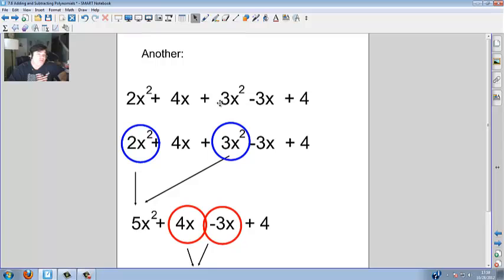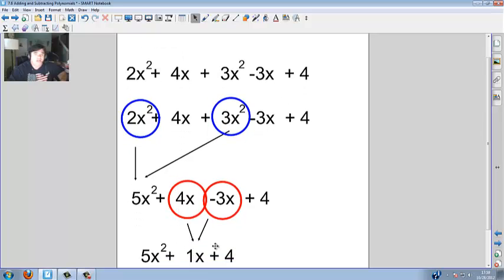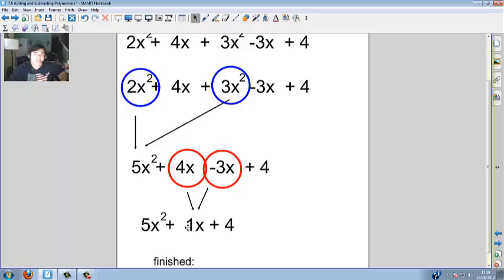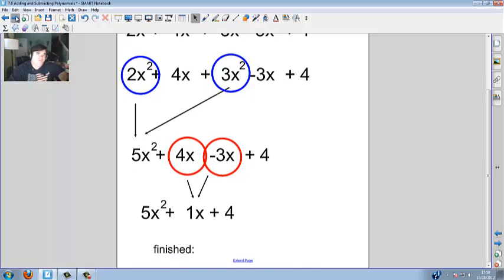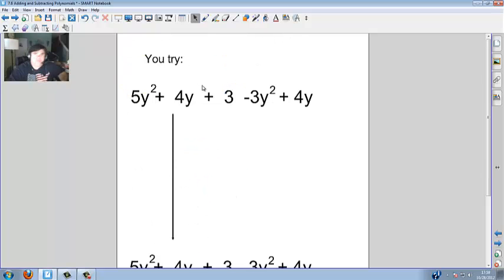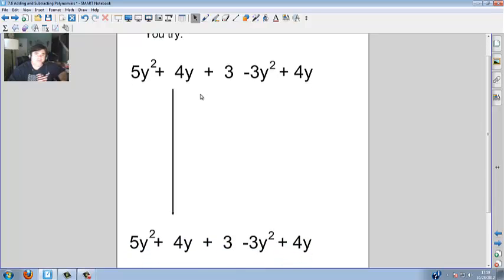2x squared plus 4x plus 3x squared minus 3x plus 4. I'm going to combine the 2x squared and the 3x squared. They combine to make 5x squared. Notice how I have a 4x and minus 3x. Those combine to make 1x. The 4 stays by itself, and that is the finished product. You try. Go ahead. Let's see how you did.